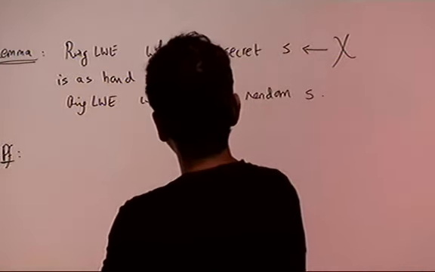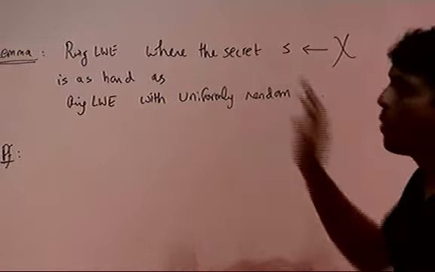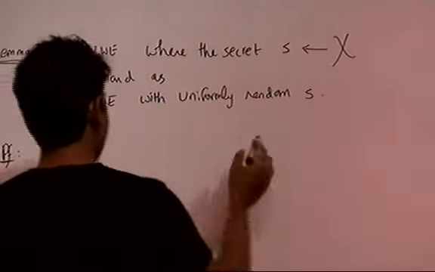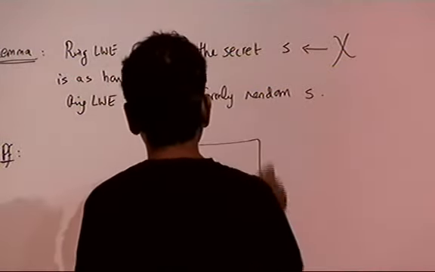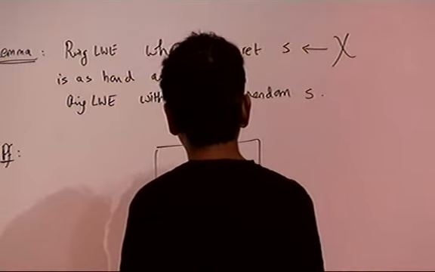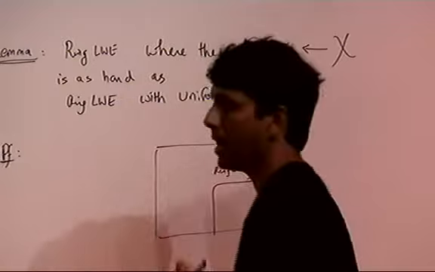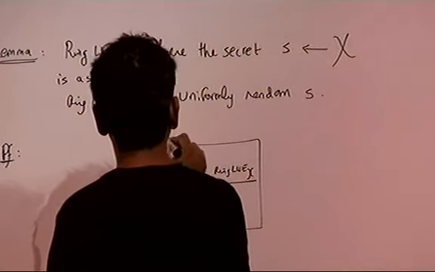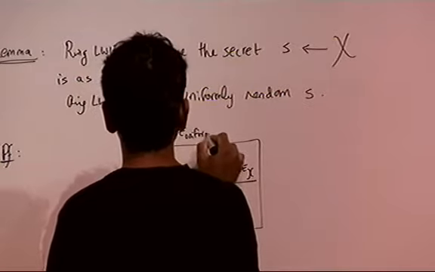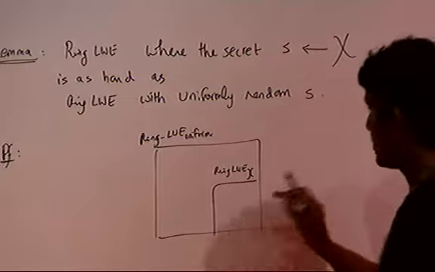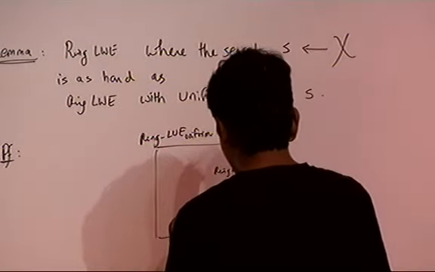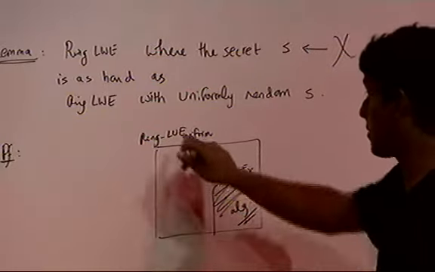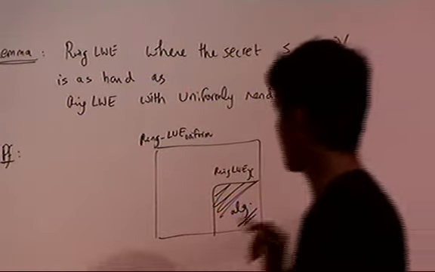Let's think about what we have to do to prove this. We have to show a reduction, which says that if there is an algorithm that solves ring LWE, where the secret comes from the error distribution, then there is an algorithm that solves ring LWE, where the secret comes from the uniform distribution. What this setup means is that I know there is an algorithm that solves this problem, and I want to use this algorithm as a subroutine to solve the bigger problem, namely the ring LWE with the uniform distribution.